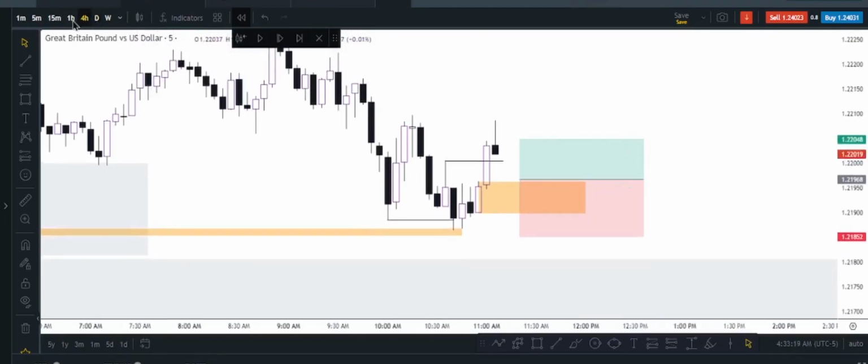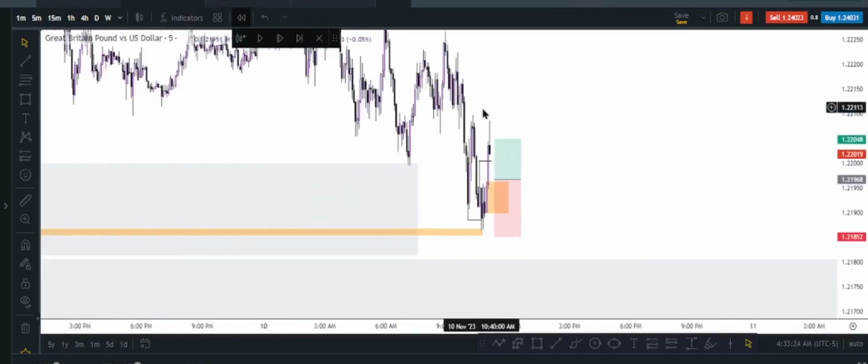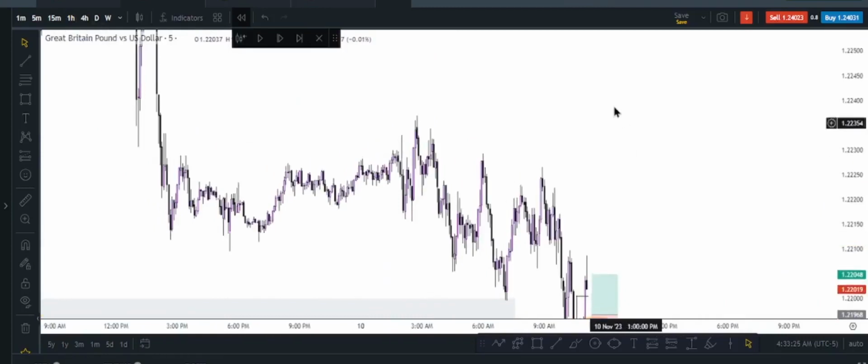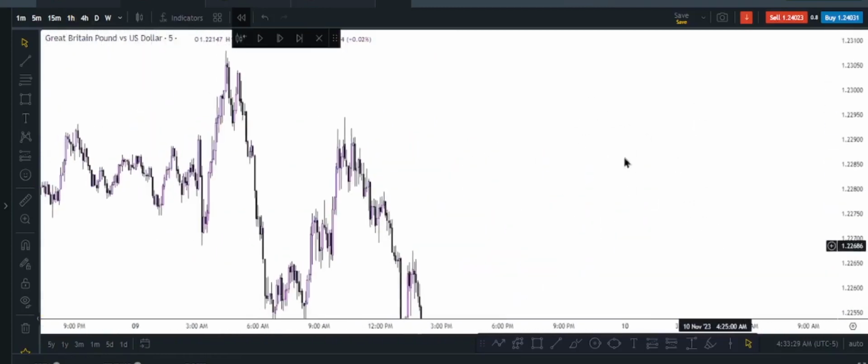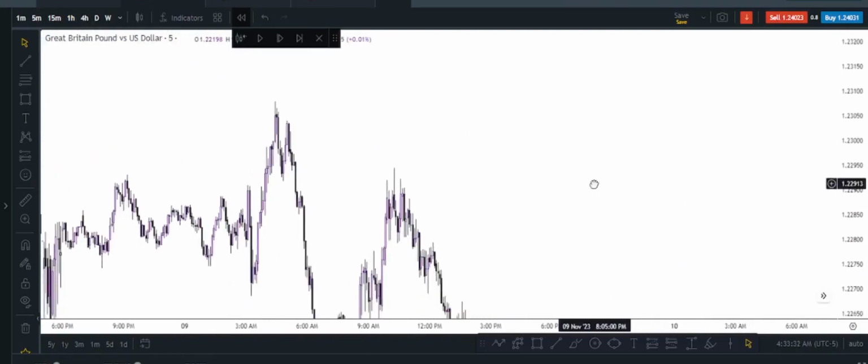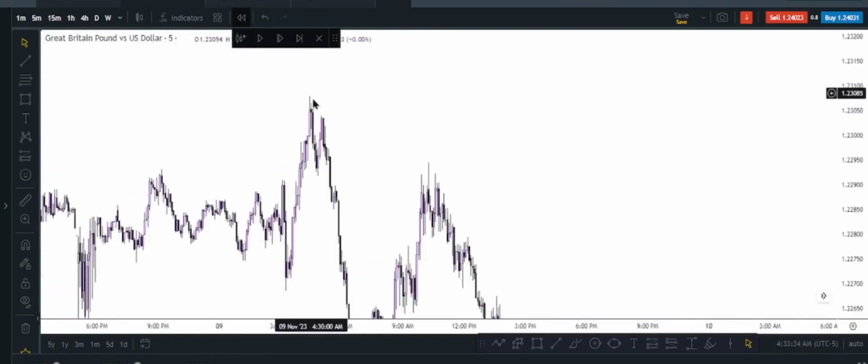Let's get back to the 1H and see. Let's see from here. The 1H high, that's where you will target your 1H high. This is your 1H high. Where is it? This one is your 1H high, so you can target here. All right, this is where you will target as your take profit.